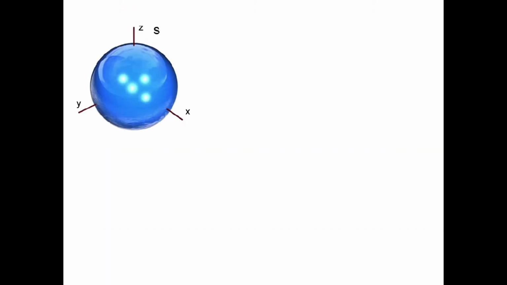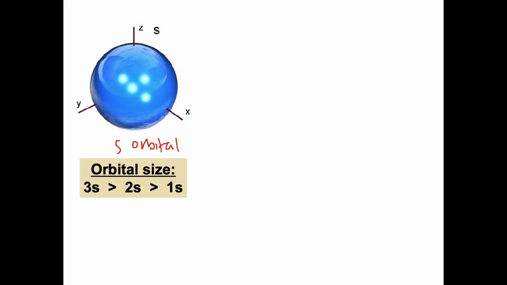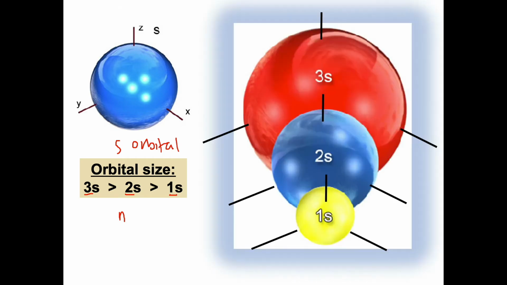So what is shown here is an orbital. There are a few types of orbital that we are going to look at on the next slide. What we're seeing right now is what we call an s orbital. The orbital size decreases from 3s to 2s to 1s. The values 3, 2, and 1 here refer to n, which is the principal quantum number. You can see the differences from 1s, 2s, and 3s. The bigger the value of n, the bigger the orbital size.